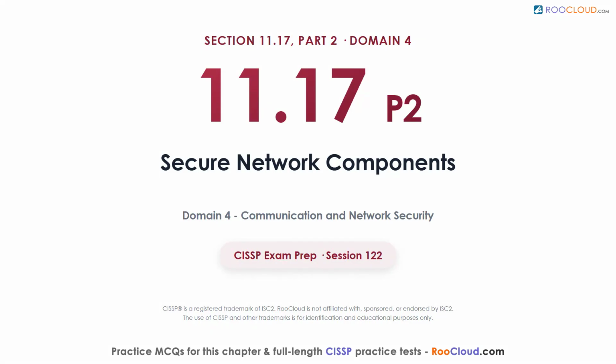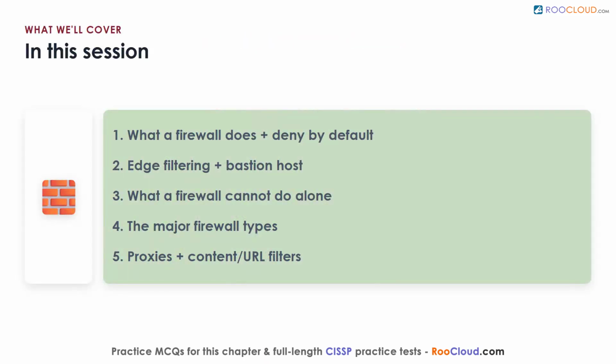Welcome to section 11.17, part 2. This is the 122nd session of the CISSP exam prep series. This part focuses on the workhorses of network filtering, firewalls, and proxies. In this session, we'll master how firewalls and proxies filter traffic.